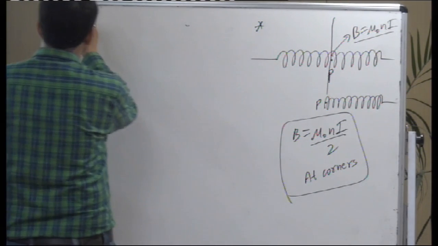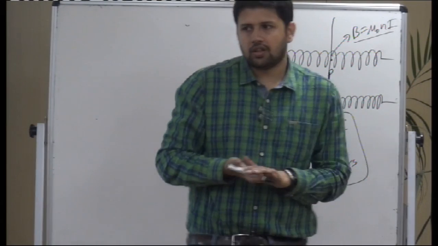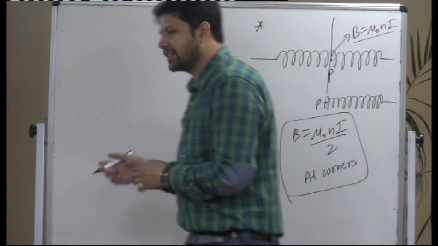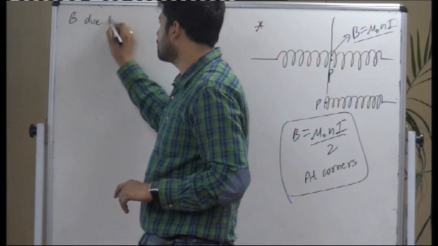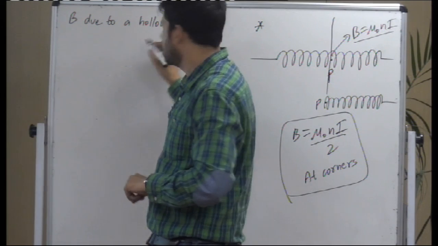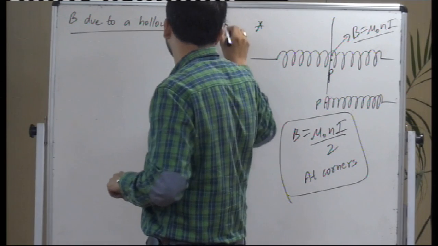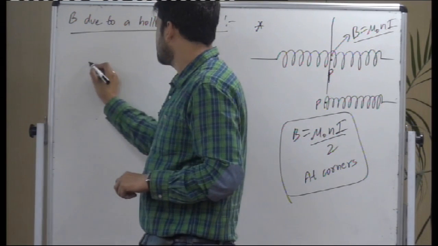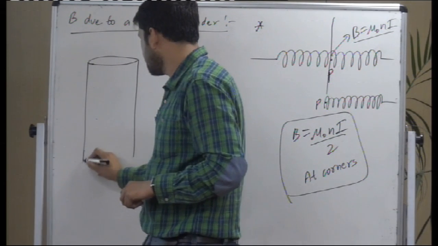Now the question in the next topic, somebody was asking for a cylinder, so let's have the cylinder now. So this is B due to a hollow cylinder. We'll have a solid cylinder as well. This is a hollow cylinder carrying current like this.